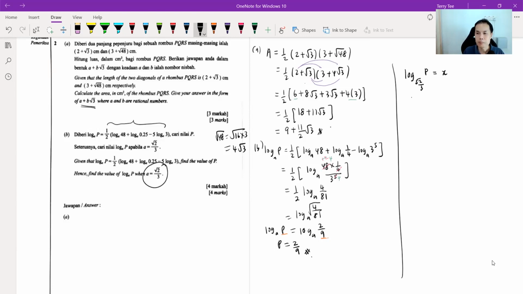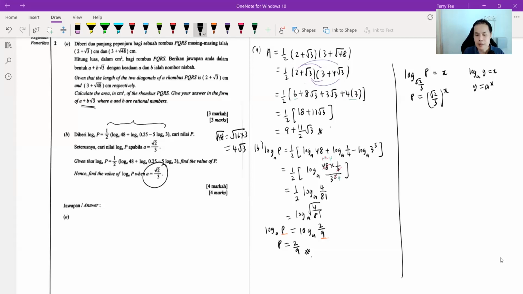So P, we know P as well, right? Your P is now 2 over 9. So maybe I put 2 over 9 straight away. Find the value of log base A of P. All right, so P is root 2 over 3 to the power of X. Now remember, this is in logarithm form. When I write log A Y equals X, when you change from logarithm form to index form, we say Y is A power X. So in this case, your P is root 2 over 3 to the power X.